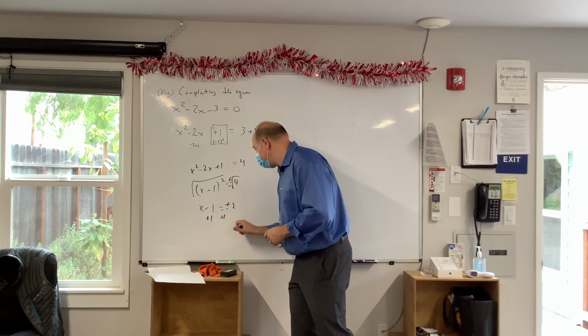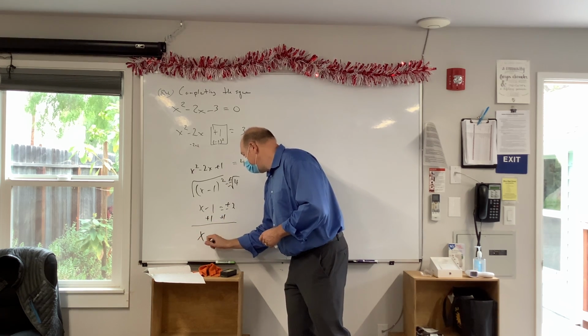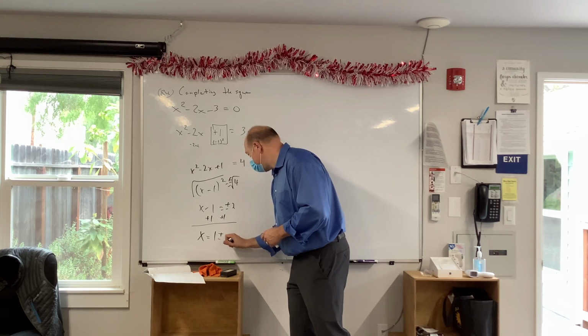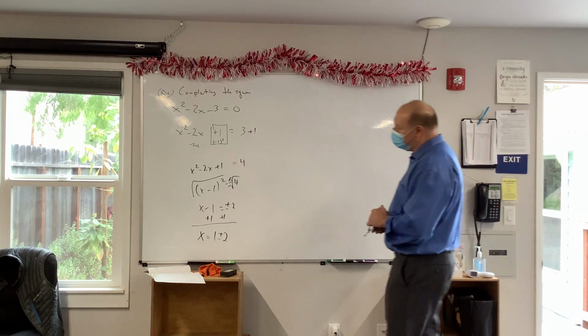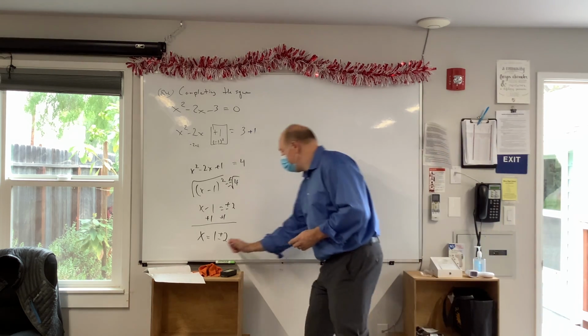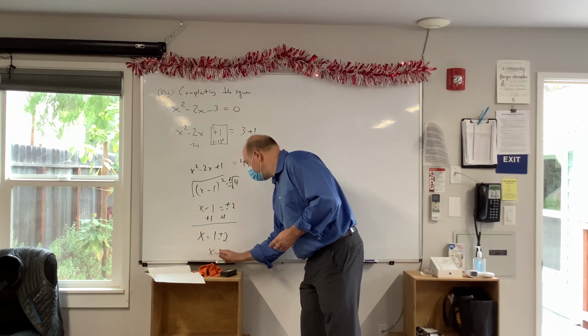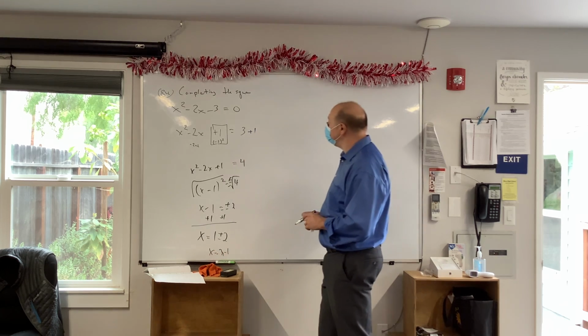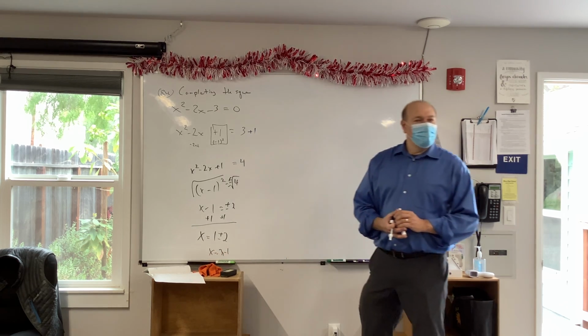Okay, here's my practice again. In fact, if you can write it like this, that'll sure help you out. We have a plus 1 in front, and then we have a plus or minus 2 in the back. I got my 2 answers, and the answers are 3 and negative 1. Okay.